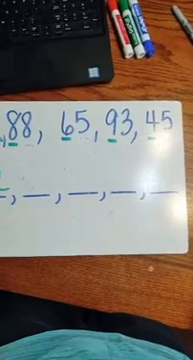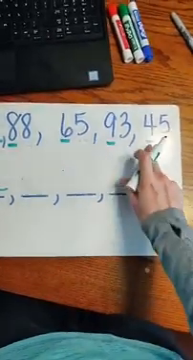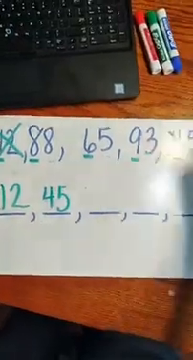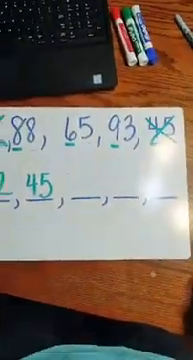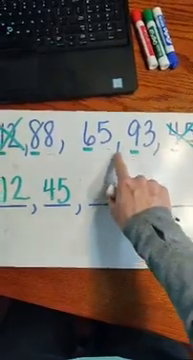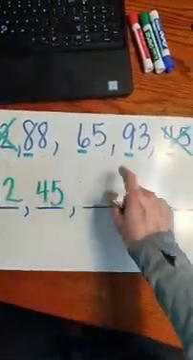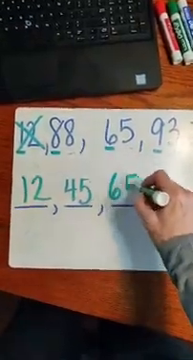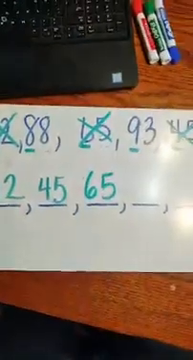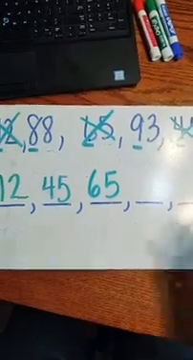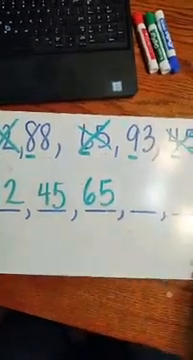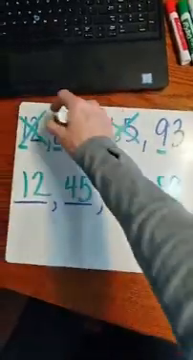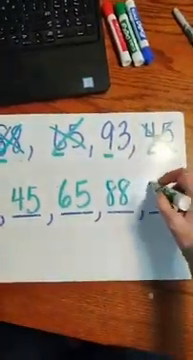And I keep going. I look at my tens place. I see the next smallest number is 4, so 45 is my next smallest number. Okay, and so on and so forth. Which is the next smallest? You got it, 65, because the 6 is the next smallest. 8 or 9, which comes first? Yes, 8, so it would be 88. That leaves us with 93.